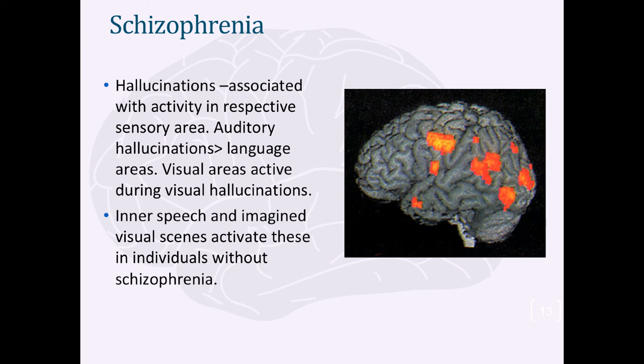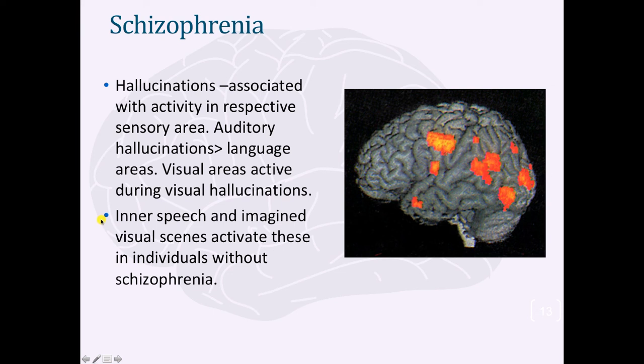Now, hallucinations are part of the symptoms of schizophrenia, and they are associated with activity in their respective sensory area. So auditory hallucinations are going to involve activity in areas of the brain that are normally involved in language. Not surprising, right? Visual areas will become active during visual hallucinations. And so we can see here that a lot of the brain areas that are activated during an active hallucination period correspond to those areas that would be processing vision as well as sound.